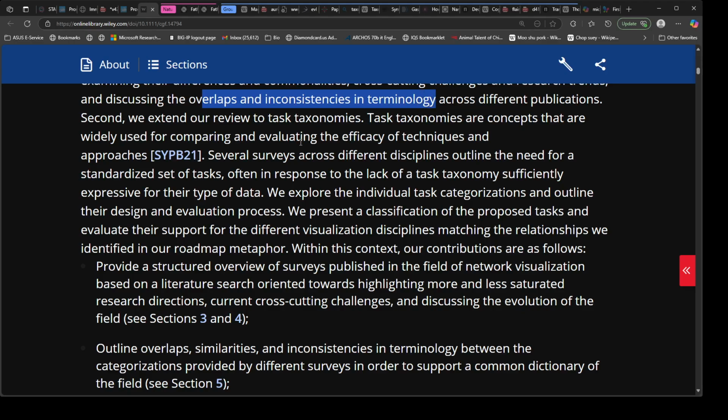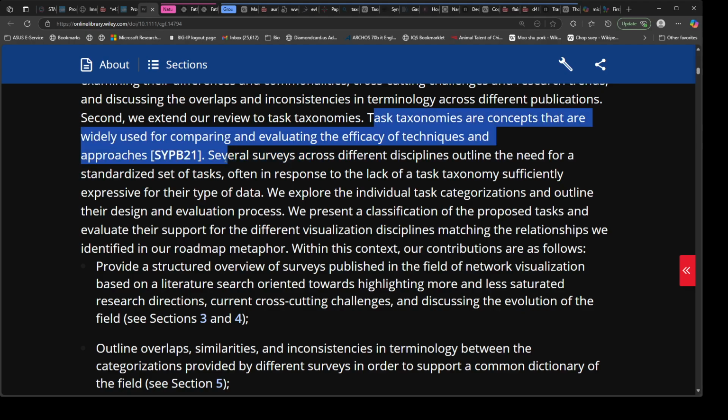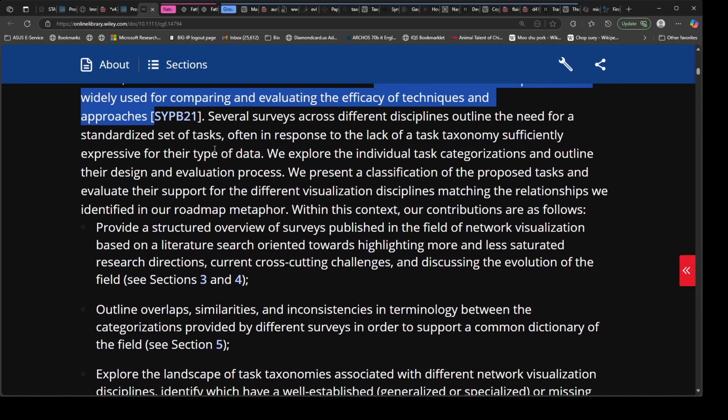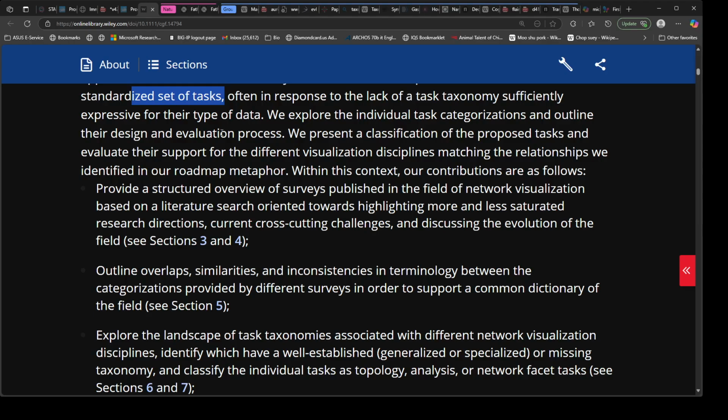Second, we extend our review to task taxonomies. Task taxonomies are concepts that are widely used for comparing and evaluating the efficacy of techniques and approaches. Several surveys across different disciplines outline the need for a standardized set of tasks, often in response to the lack of a task taxonomy sufficiently expressive for their type of data.